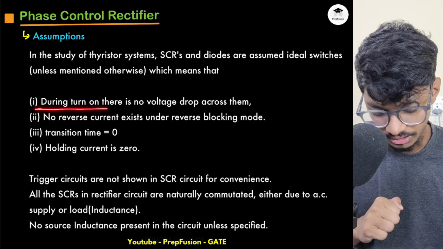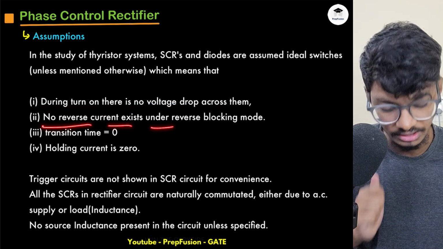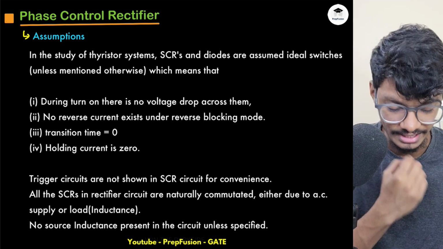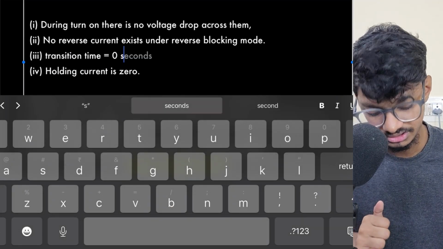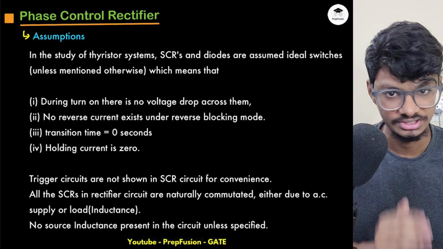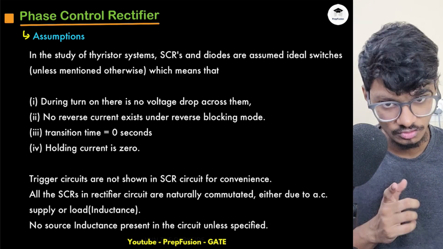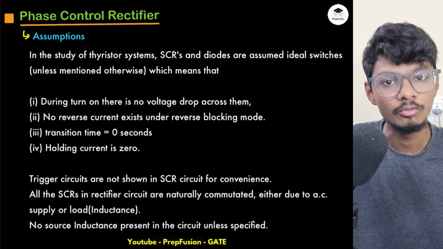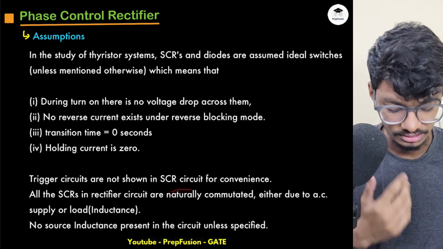During turn on, there is no voltage drop across them. That is the assumption. No reverse current exists under reverse blocking mode, so the small saturation leakage current is assumed not to exist. Transition time is 0, so there is no switching time; on and off time is 0. Holding current is 0, and latching current is also 0. That we will assume, but if the question mentions something specifically, we have to obviously go with the question itself. Trigger circuits are not shown in the SCR circuit for convenience.